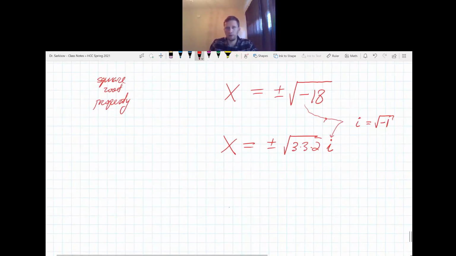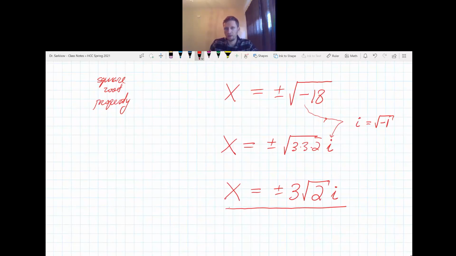This is something that is prerequisite material. But still, let's make sure we can finalize this problem. Plus or minus, the 3 inside comes out to 1 3 outside, since the square root of 9 is 3. The 2 remains, and the i is outside. That way there's no negative square root. Okay?